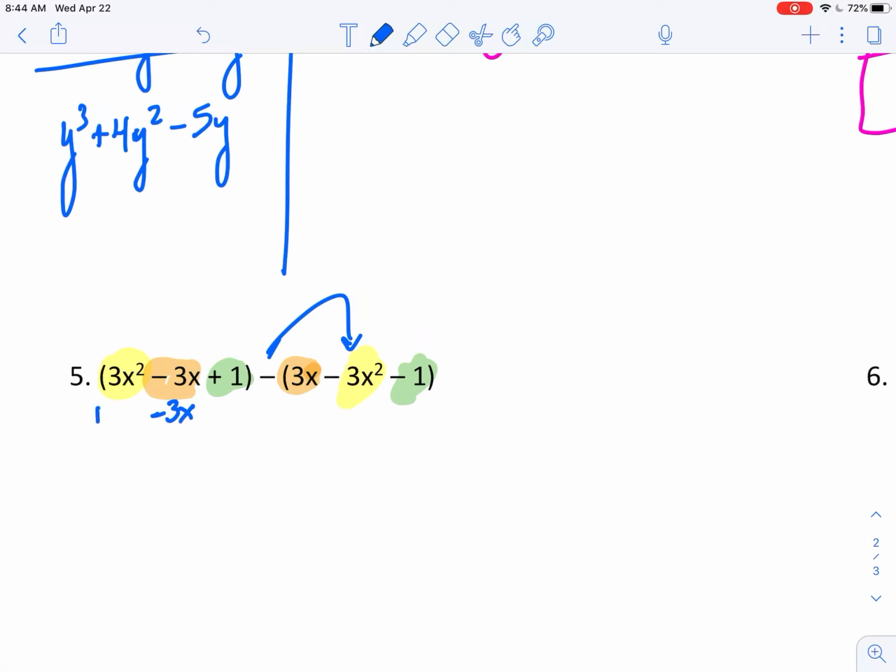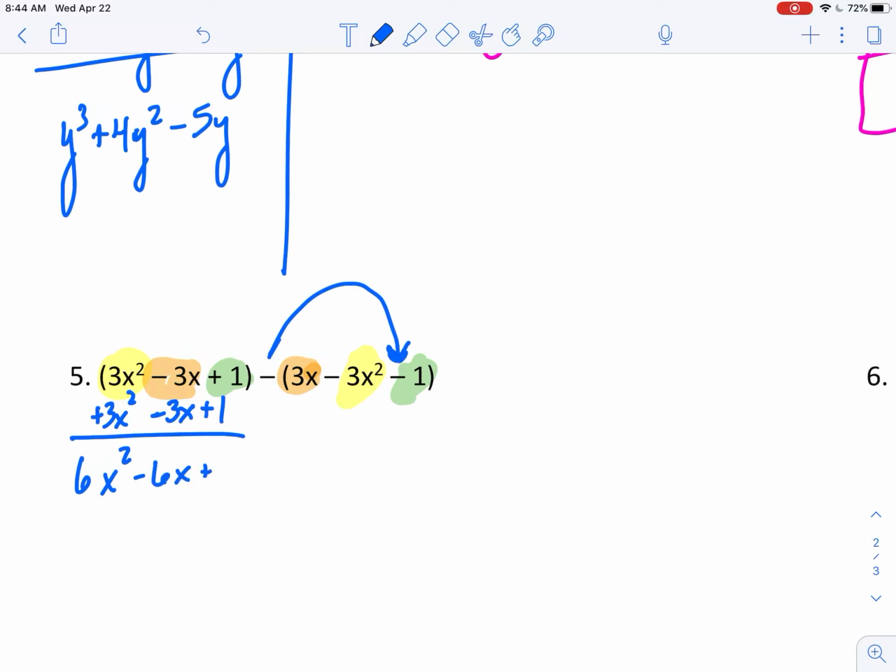So this negative goes to 3x and becomes negative 3x. The negative goes to negative 3x squared and becomes a positive 3x squared. And then negative goes to negative 1, and negative becomes a positive 1. So now what I'm left with is 3x squared minus 3x plus 1.